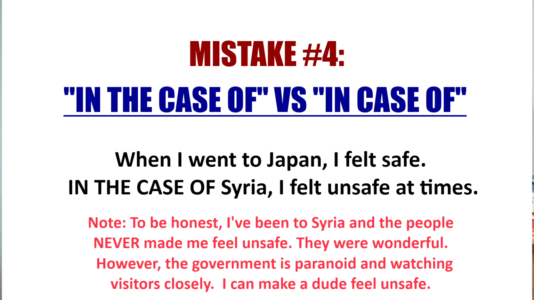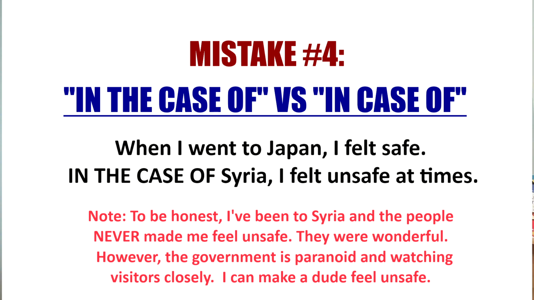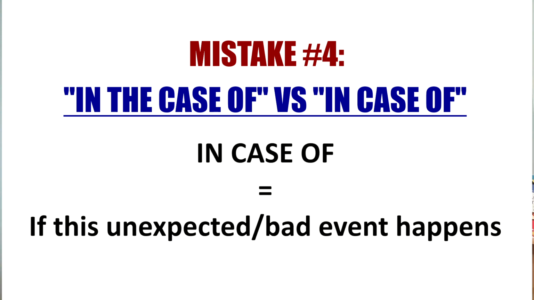Let's look at another example. When I went to Japan, I felt safe. In the case of Syria, I felt unsafe at times. Maybe it's the opposite. Doesn't matter. But in the case of means when talking about. Okay, then we look at in case of. In case of is saying if this event happens. If this unfortunate or uncontrollable event happens.